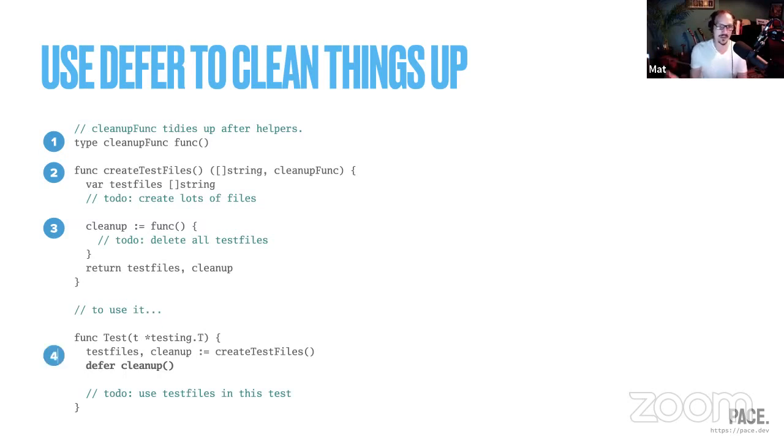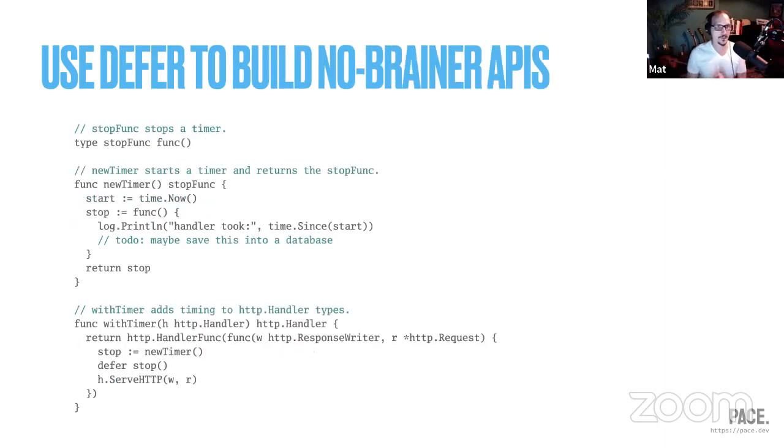And when we come to use it, we get quite a nice little API where we ask for the test files, we get them, we immediately defer the cleanup. And we know that however this test exits, we aren't going to be leaving files left around, even if tests fail. They'll be called. So it's very powerful. And apart from maybe the weirdness of creating the little function inside another function, what a lovely API you end up with for your users.